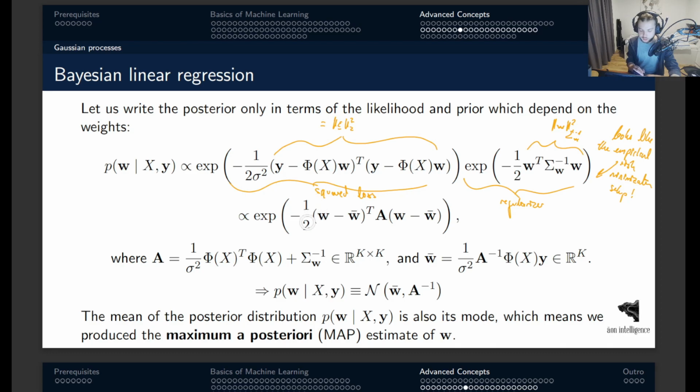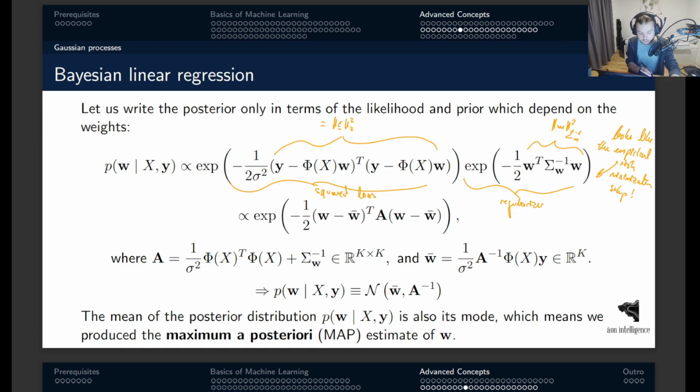It's -1/2 times W minus W bar, which is defined below. We will talk about that shortly. Transpose, this bit transpose, times this matrix A, times this bit again, W minus W bar. And again, you can see that this looks like an inner product, or the squared magnitude of this expression, W minus W bar, because we will look at these definitions shortly, but A is positive definite, and thus this expression will be the squared magnitude of W minus W bar parameterized by this matrix A.